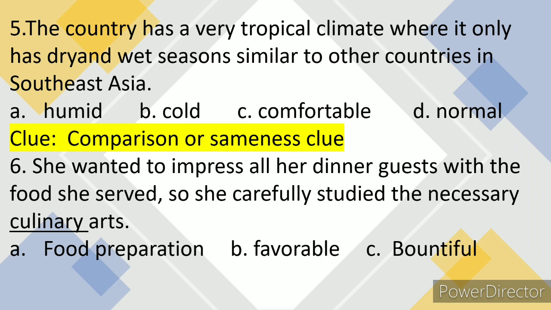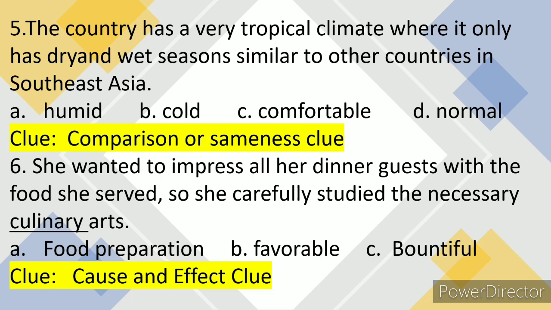Number 6: She wanted to impress all her dinner guests with the food she served, so she carefully studied the necessary culinary arts. That's letter A. Culinary means food preparation. The clue is cause and effect clue.